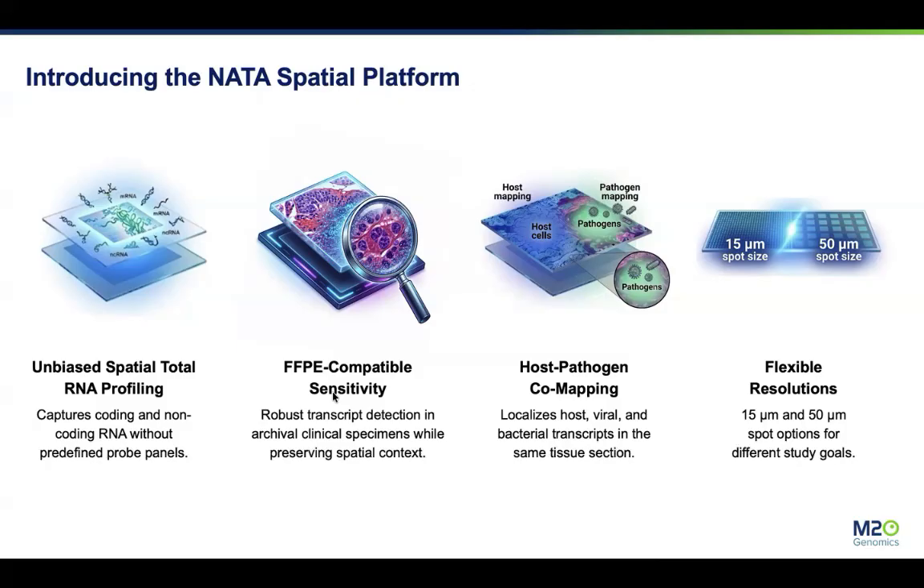NATA provides flexible spatial resolution options, with both 15 micron and 50 micron spot sizes. This allows us to choose a resolution that best fits different biological questions, from broader tissue level organization all the way to higher resolution spatial profiling. So in summary, these capabilities enable comprehensive, unbiased spatial transcriptomic profiling across a broad range of biological and clinical applications.